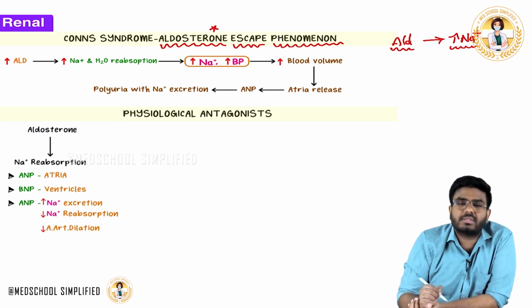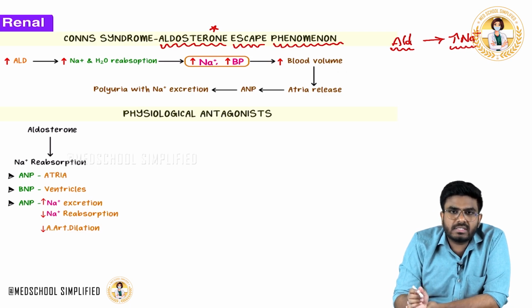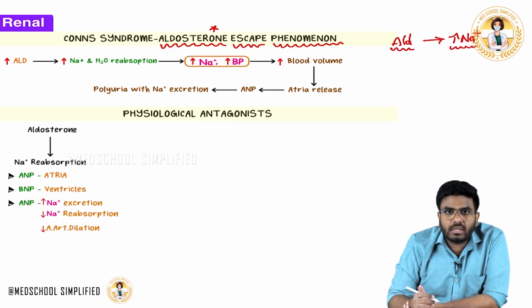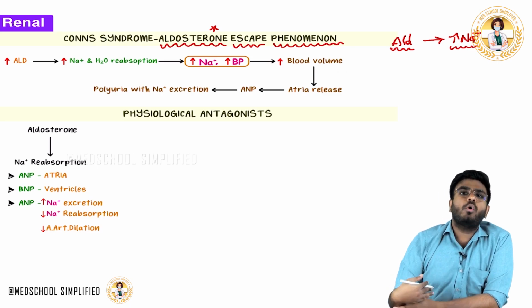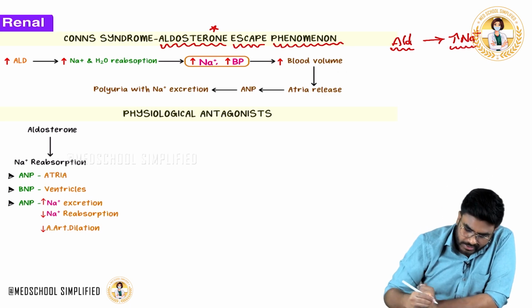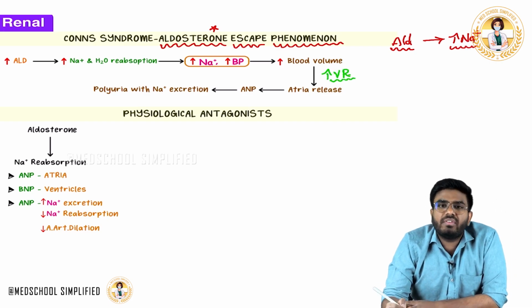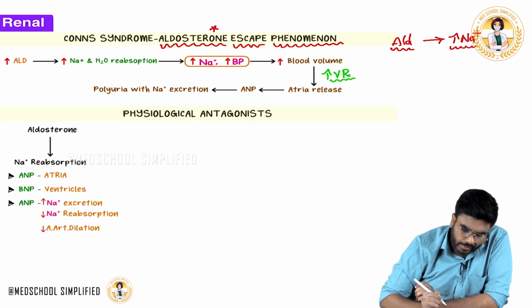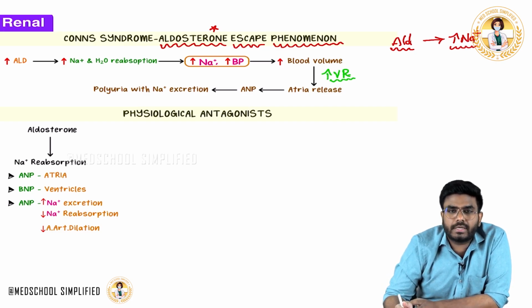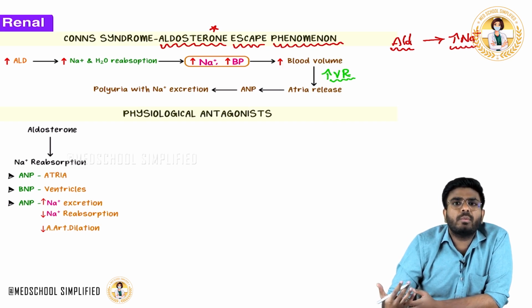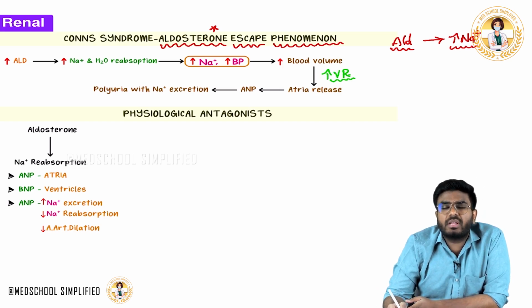Now whenever the blood volume increases, what happens to the venous return to the heart? You are having more blood volume, so more blood is coming to the heart. So the venous return is going to be increased. Now when venous return increases, what happens? More blood is coming to the right atria, and also to the left atria. Right atria and left atria are now getting more and more blood. Why am I specifically talking about the right atria and left atria?